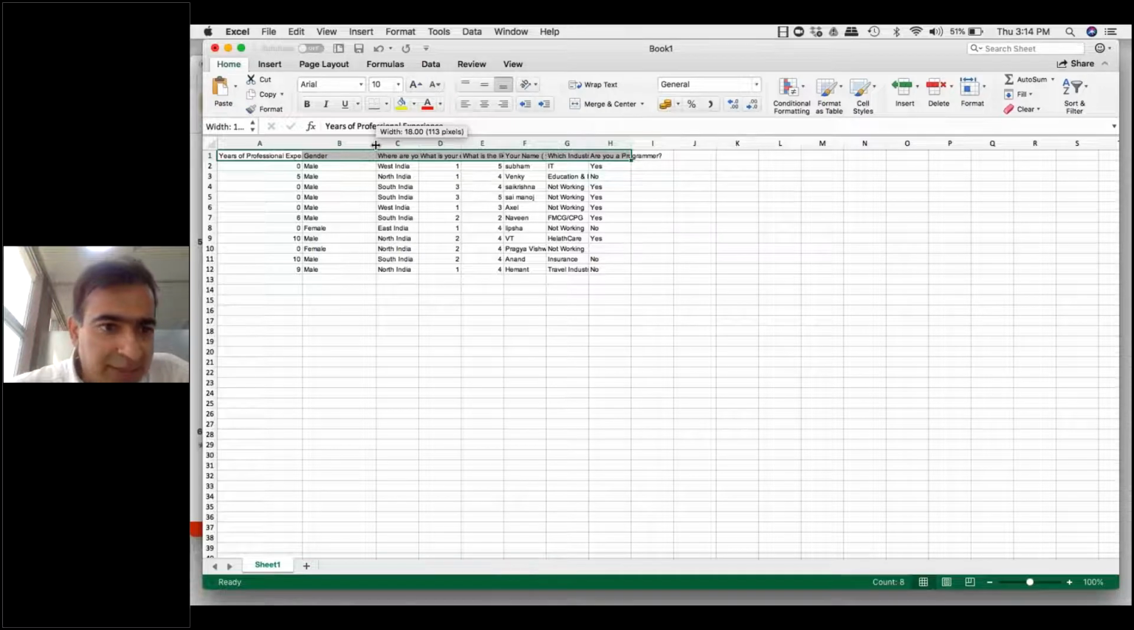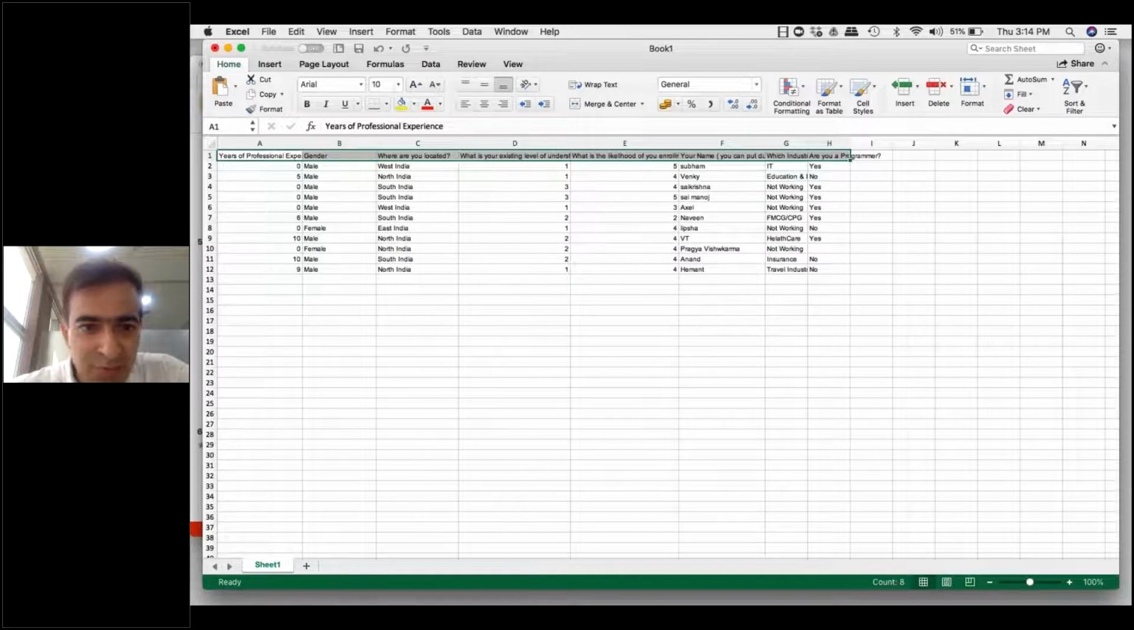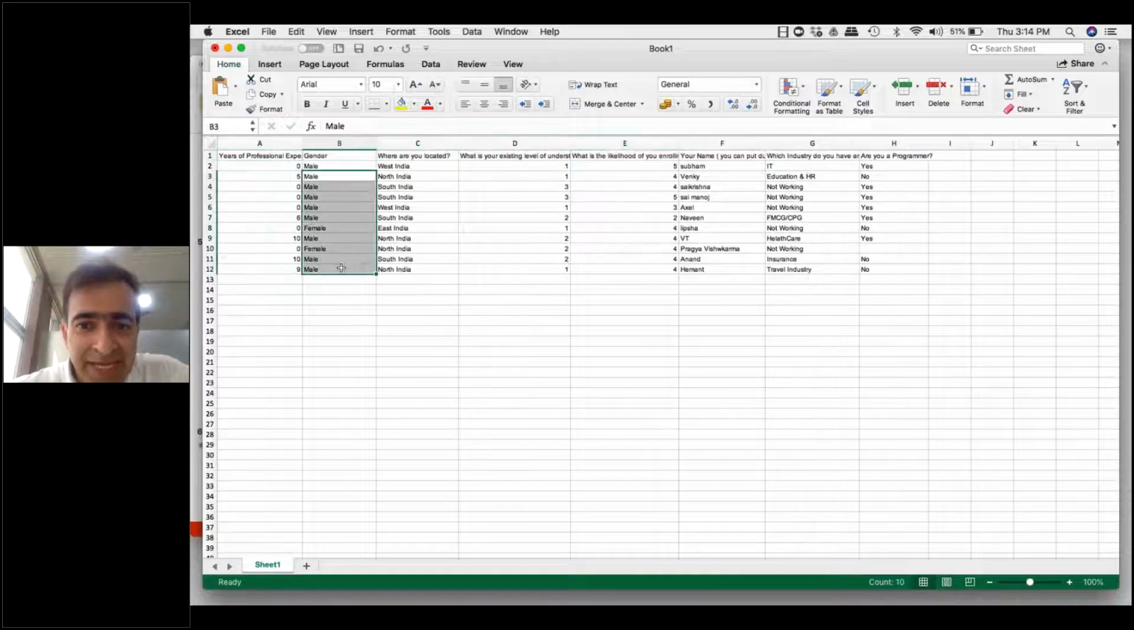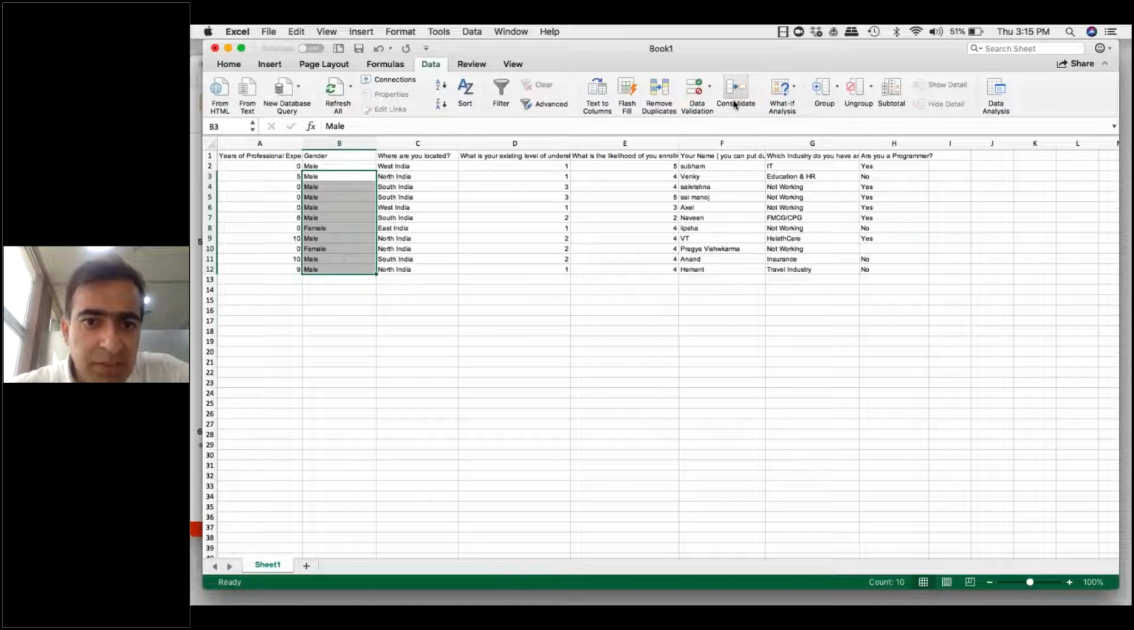If you really look at it, most of the people are actually male. So it's a male dominated group for now. Maybe data science as a domain is male dominated. So next, I want to use a data analysis library, in particular a function called correlation. So I will be using correlation as a function for this.